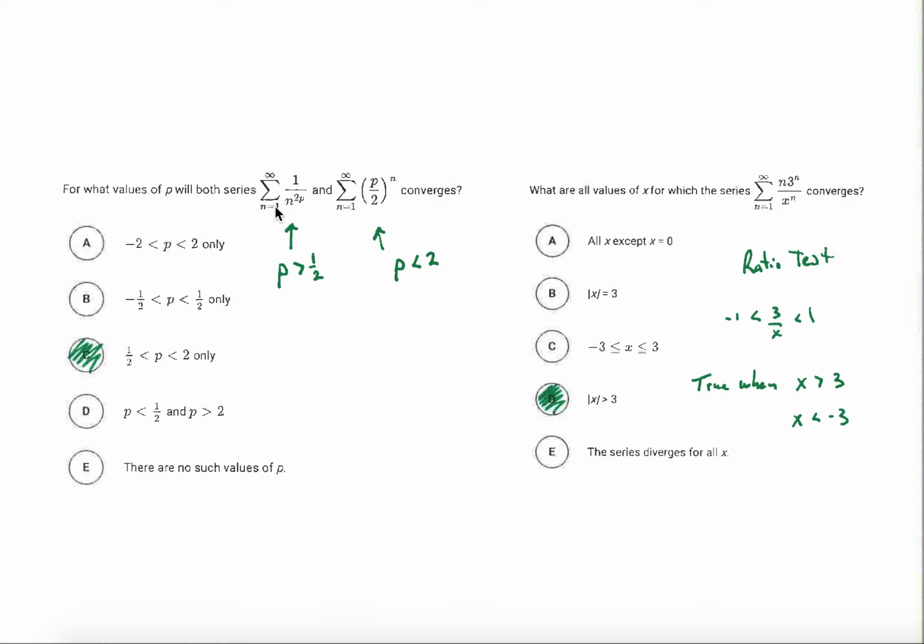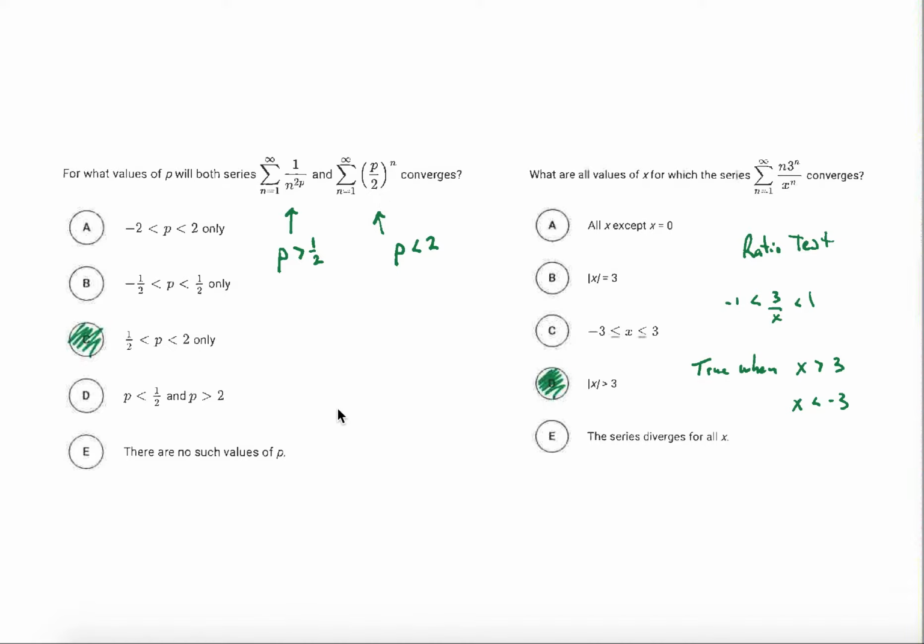Okay, here's our standard p series. We need p greater than 1/2, and then here we need this thing to be smaller than 1, which means we need p to be smaller than 2. So we have this interval where we converge.